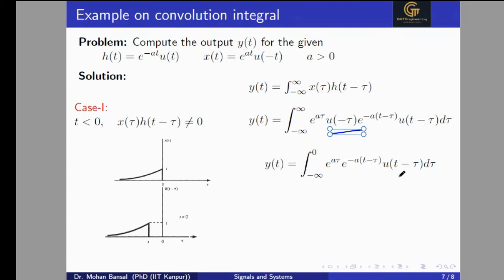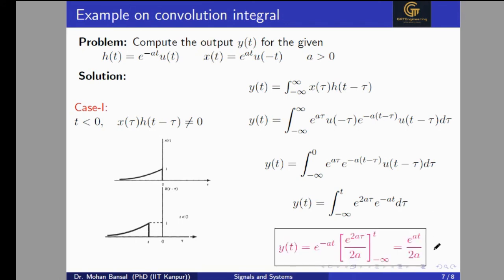Now we'll replace u(t minus tau) with the limit. It is defined from minus infinity to t. So we'll get the integral from minus infinity to t of e to the power 2a tau, e to the power minus a t d tau. Because e to the power a tau is multiplied with e to the power a tau, we'll get e to the power 2a tau and e to the power minus a t d tau. Now we'll integrate it and we'll get this expression, e to the power a t divided by 2a.